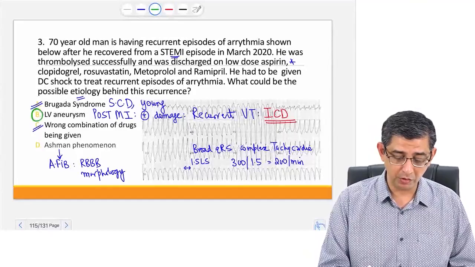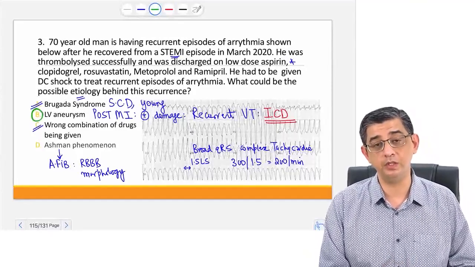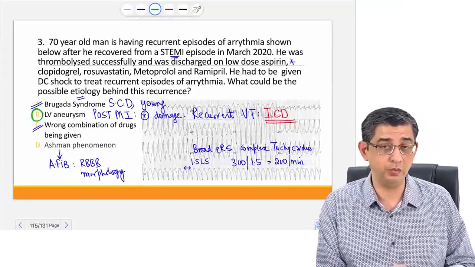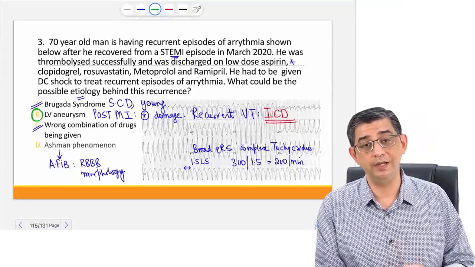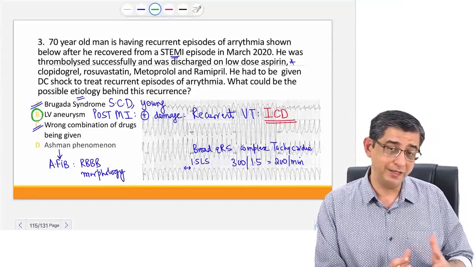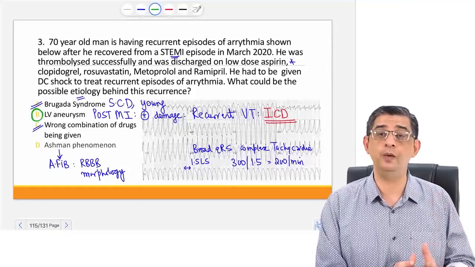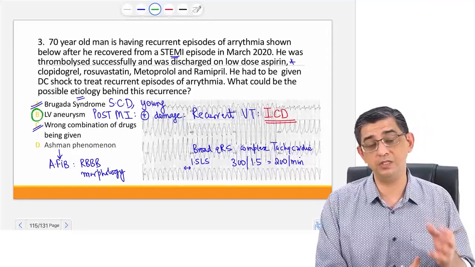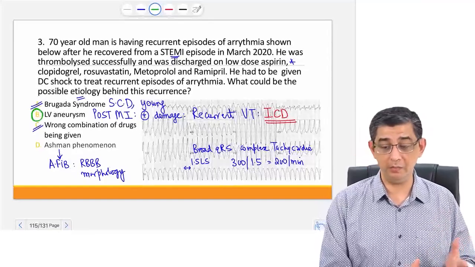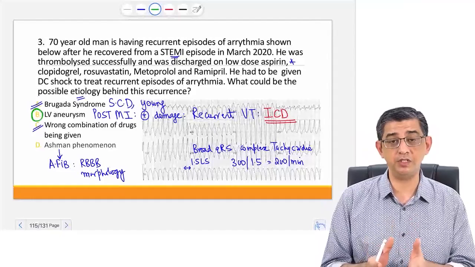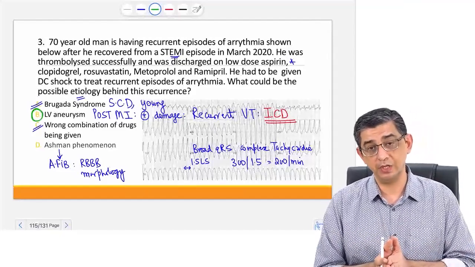LV aneurysm is a complication. It's a structural complication of myocardial infarction. It's a complication due to necrosis, but it's a relatively late complication. And because there's a dilatation in the wall of the heart, it can contribute to two problems as I explained. Either it can cause embolic stroke, because there would be stasis and clot formation, or for that matter, it will act like a nidus for short circuit. That would be tachyarrhythmias developing in the patient.